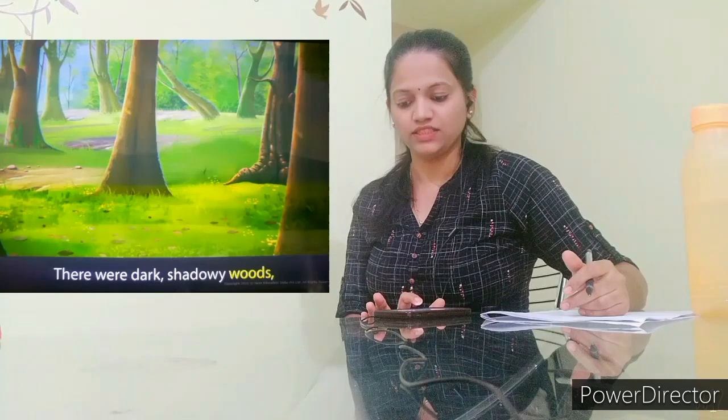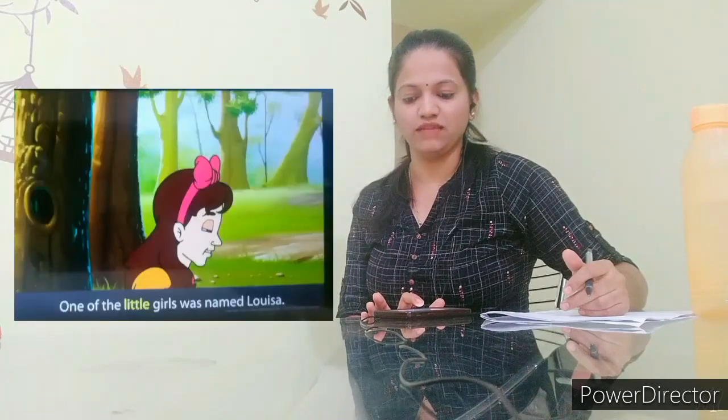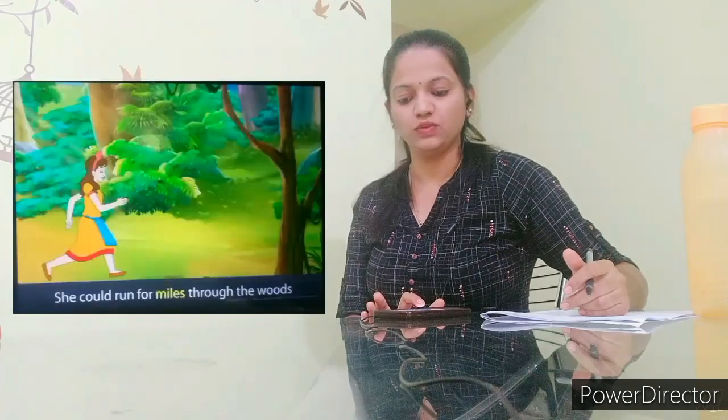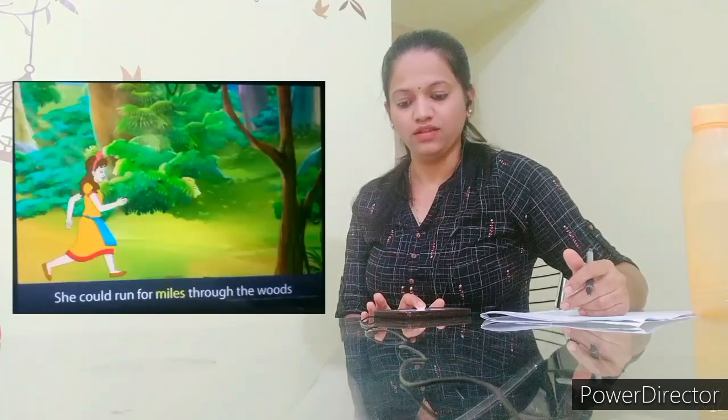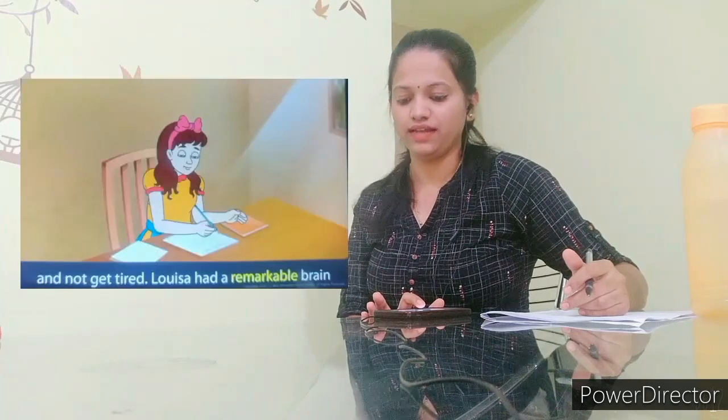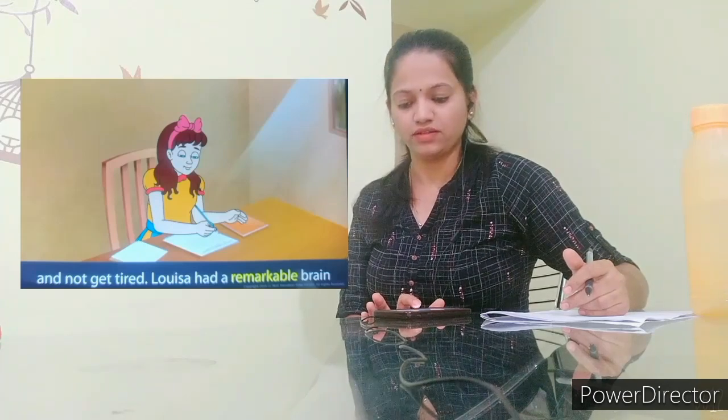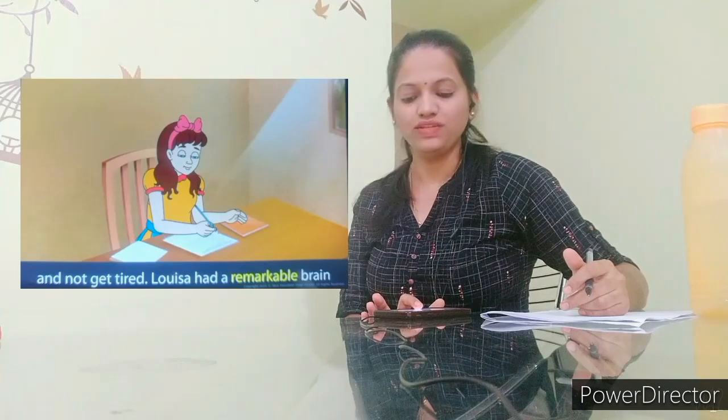The girls had all the great green country to play in. There were dark shadowy woods, green meadows, vast fields of wheat and barley, and a bubbling stream that glittered like diamonds in the afternoon sun. They also had a big barn. One of the little girls was named Louisa. She was very pretty. She was also very strong. She could run for miles through the woods and not get tired. Louisa had a remarkable brain in her little head. It liked to study. It also thought interesting thoughts all day long. Louisa had a small diary.